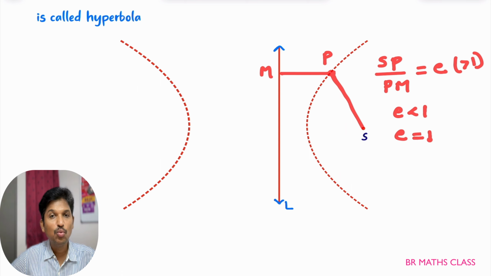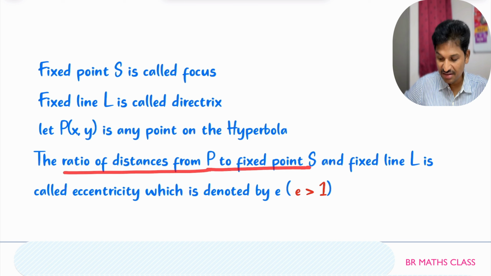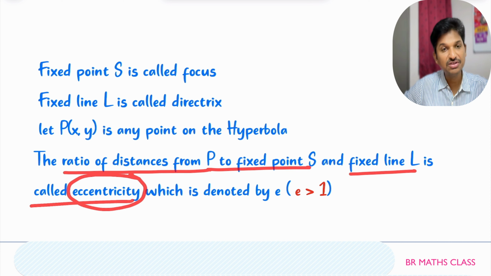What are you learning now? What is eccentricity? The ratio of distances from a fixed point and a fixed line is called eccentricity. You see here same thing we have written: the ratio of distances from point P to the fixed point S and fixed line L is called eccentricity. This is important. We use this word very frequently throughout this chapter. Eccentricity is denoted by E. In hyperbola, this E is greater than 1. In ellipse, E is less than 1.